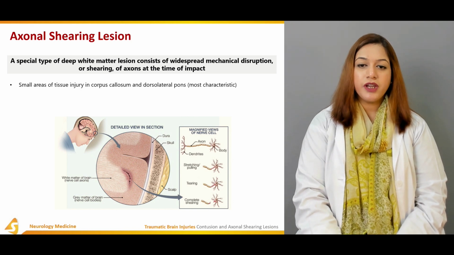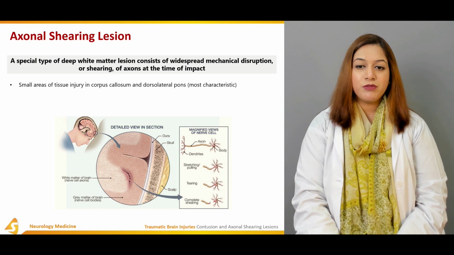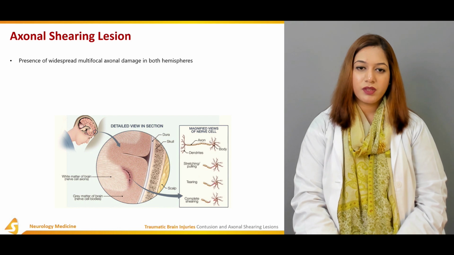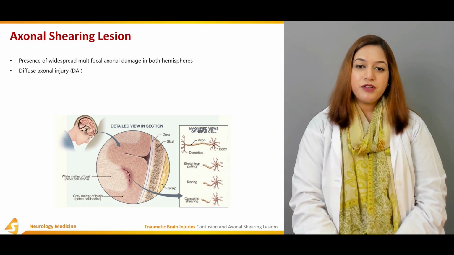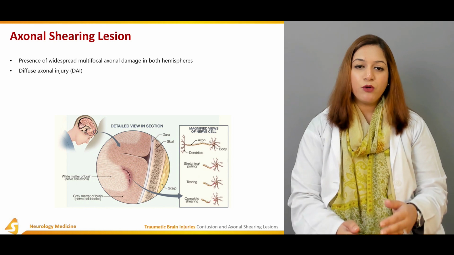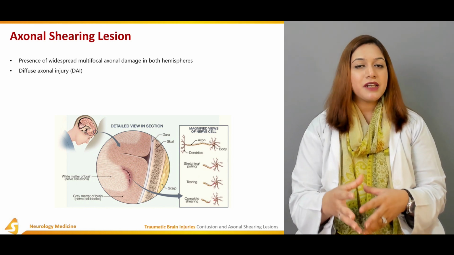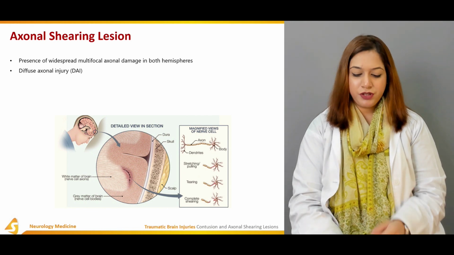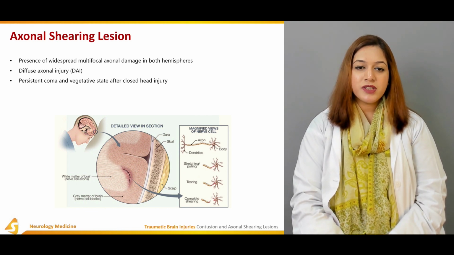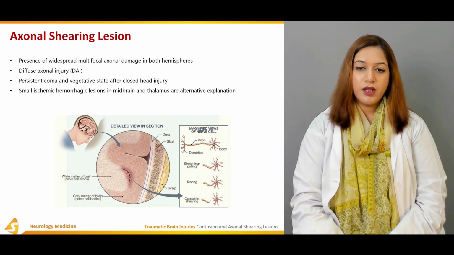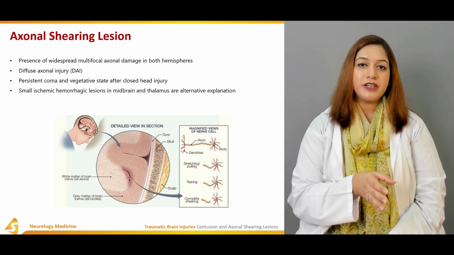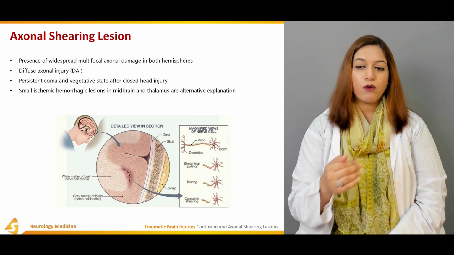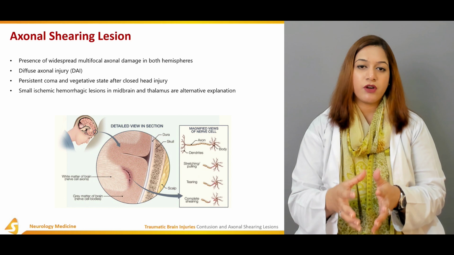Small areas of tissue injury in corpus callosum and dorsolateral pons are the most characteristic of axonal shearing lesions. The presence of widespread multifocal axonal damage in both hemispheres is a state which is called diffuse axonal injury. It proposes that persistent coma and vegetative state are found after closed head injury. But small ischemic hemorrhagic lesions in midbrain and thalamus are alternative explanations for this diffuse axonal injury as well.